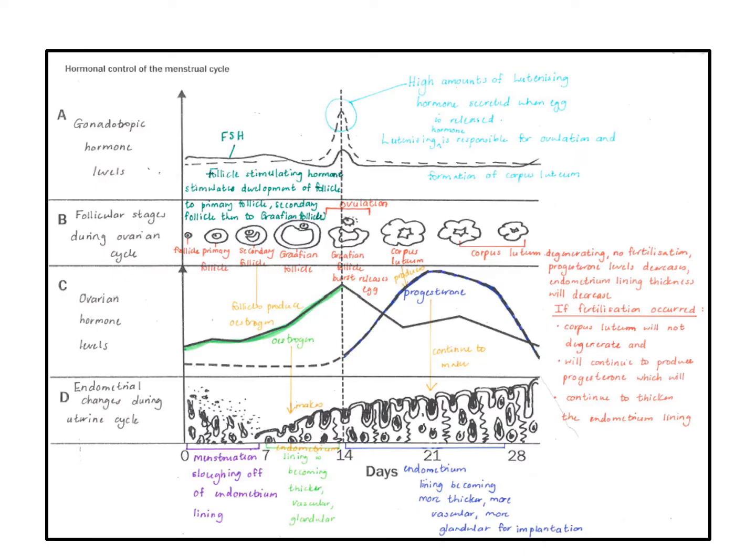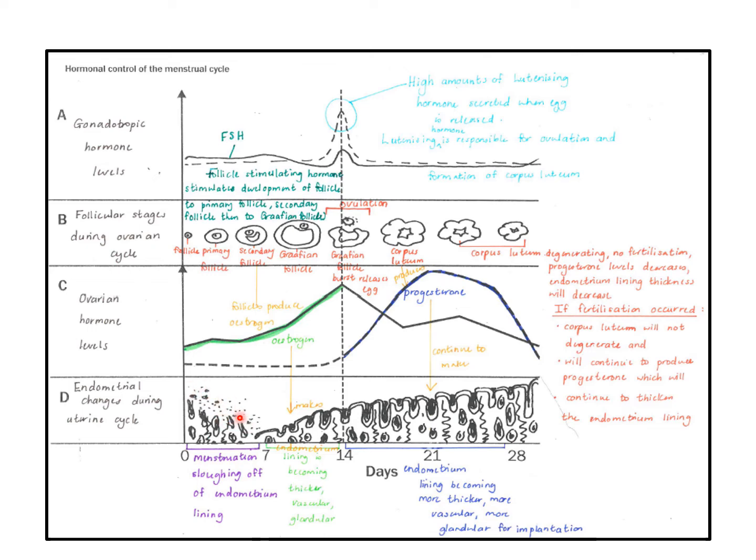Right, let's look at the menstrual cycle. Let's look at the part where they talk about FSH, and let's quickly revise. Now, the menstrual cycle takes place over 28 days, right? And in this diagram, days 0 to 7 are where menstruation is taking place, which is the sloughing off of the endometrium lining.